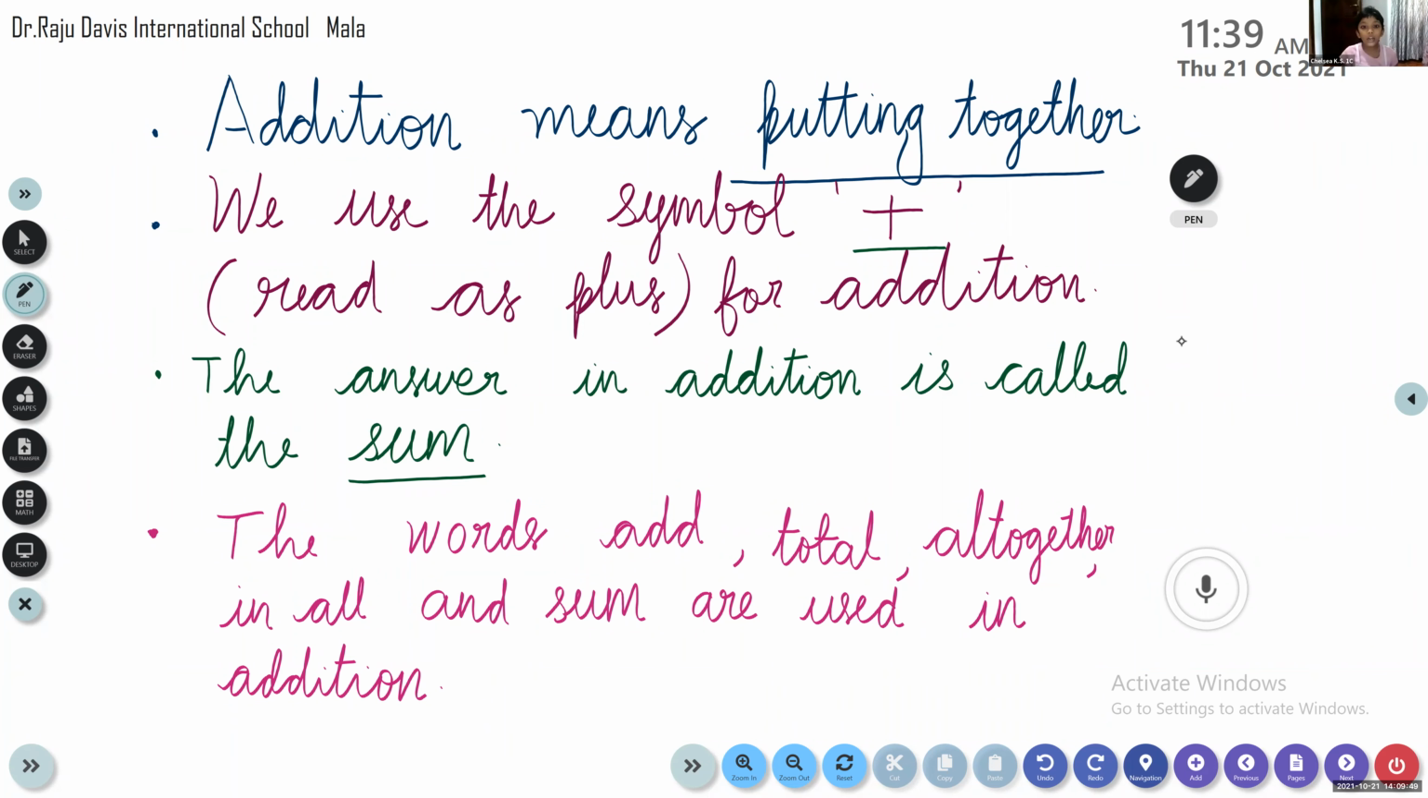Now, the fourth one. The words add, total, all together, in all, and sum are used in addition. Very good.